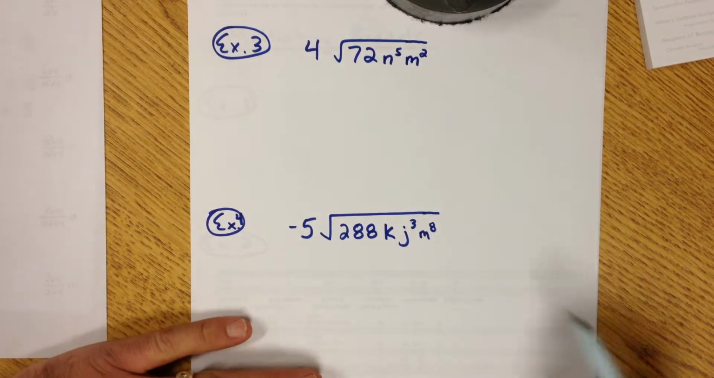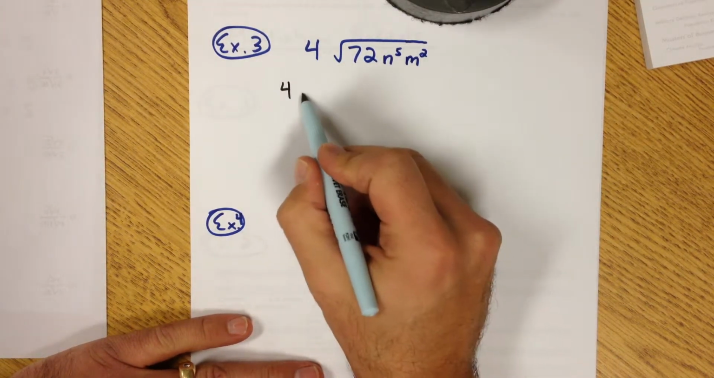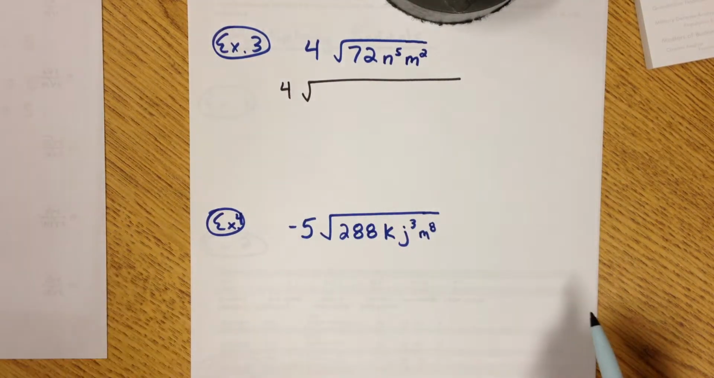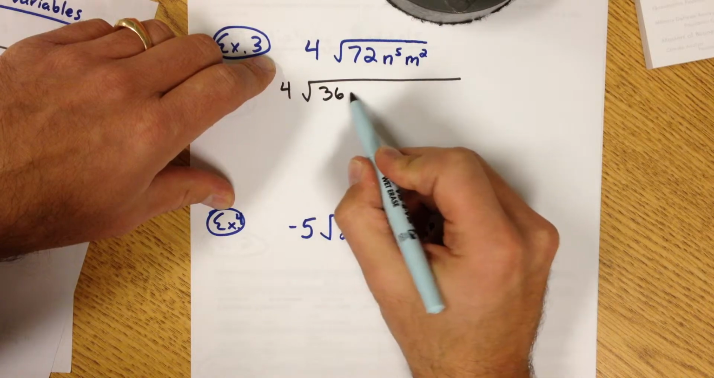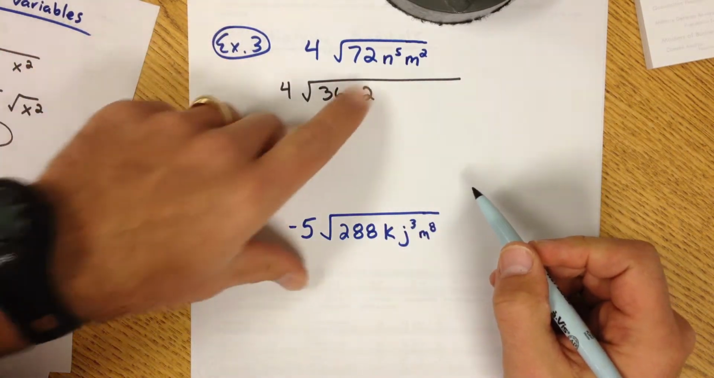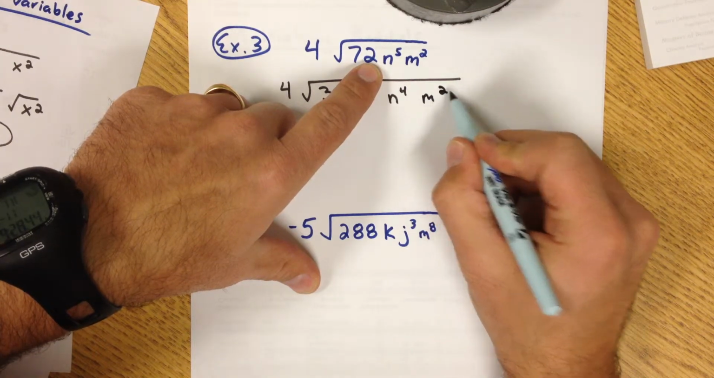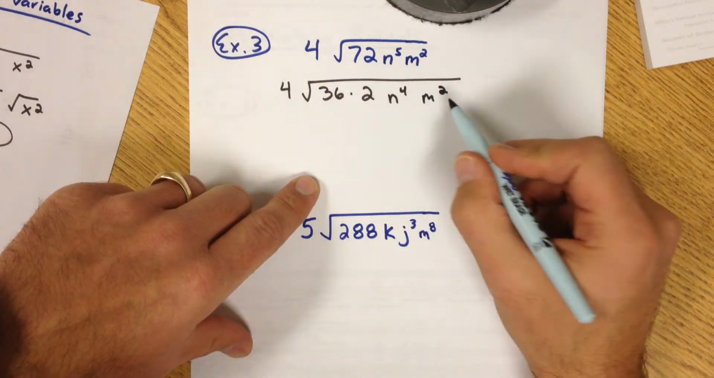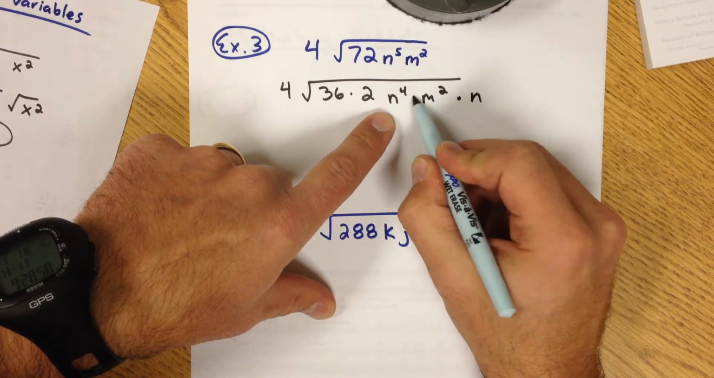Look at example 3. We have a coefficient out front. That's no big deal. It's just going to come along for the ride. And the perfect square that goes into 72 is 36. 36 times 2. And then again, I know n to the fourth is a perfect square. N to the fourth times, I forgot to do it, I'll just put it on the end there.